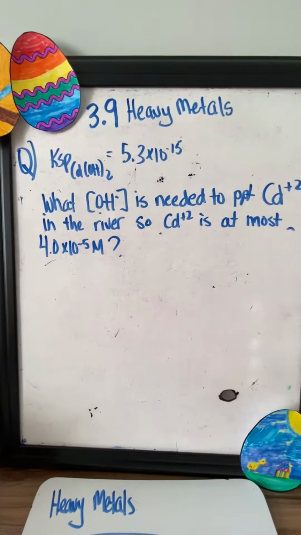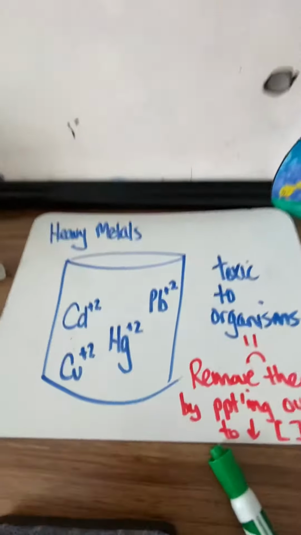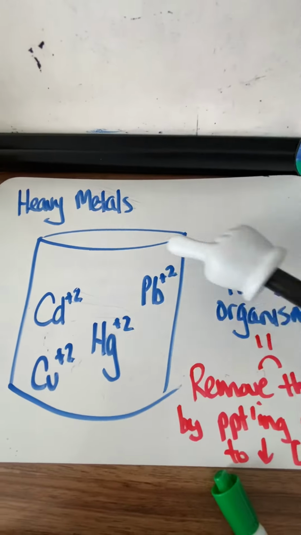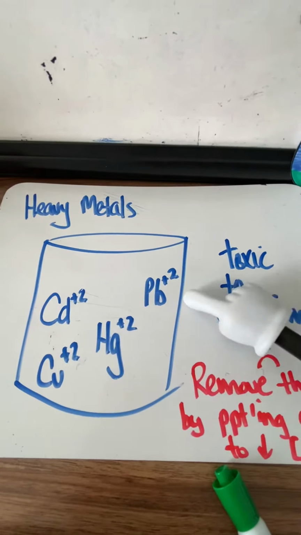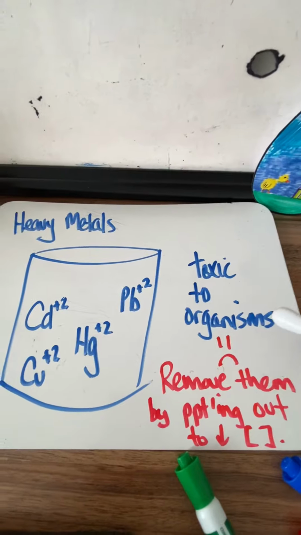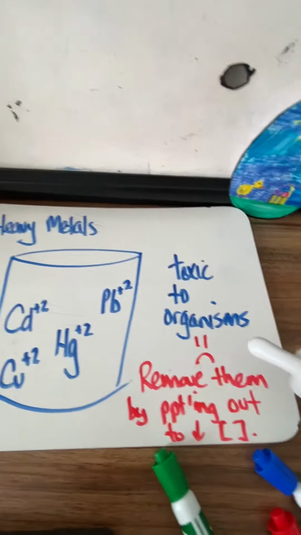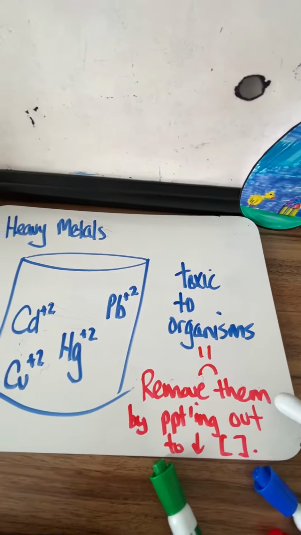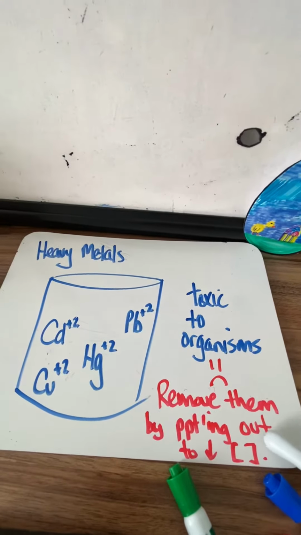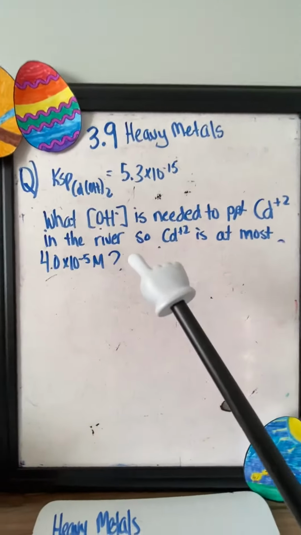For this section here, we're looking at heavy metals. So these are some examples of heavy metals that can be found in water. They're very toxic to organisms. So what we need to do is figure out ways to remove them by precipitating them out to decrease their concentration.